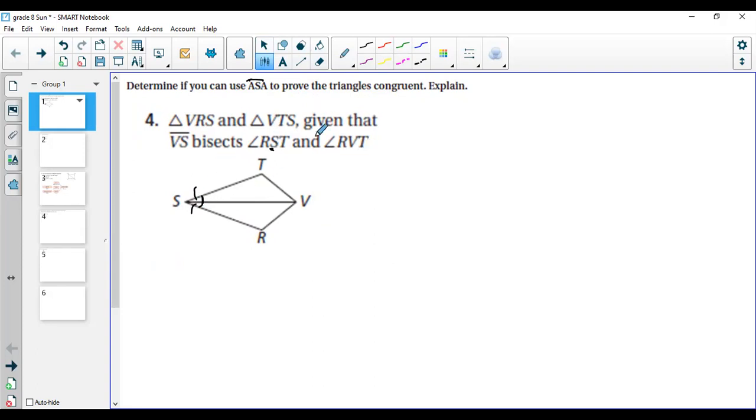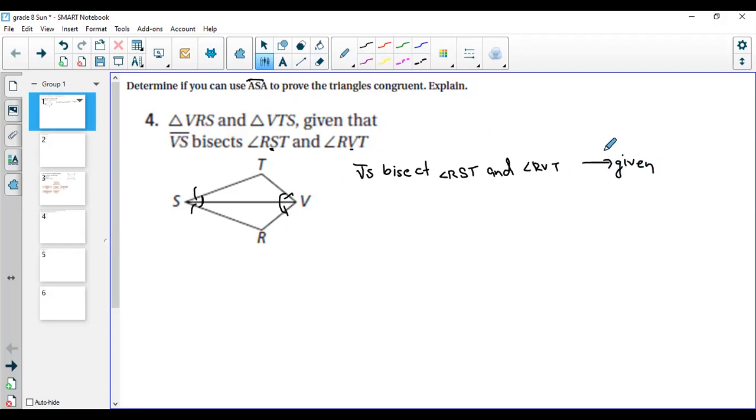So first thing, write down the given information. Okay, so it is given VS bisects angle RST and it is also bisecting angle RVT. This angle too, see? This angle too is bisecting. So I could also say this angle is equal to this angle as well. Just now I explained how bisecting works. Okay, RST and angle RVT is given. This is given.